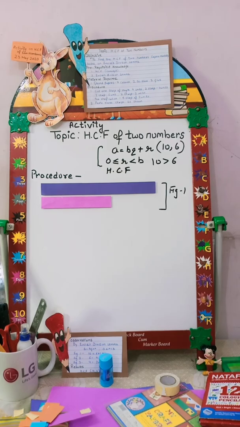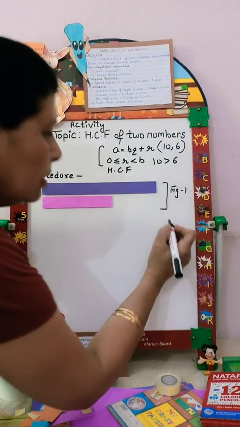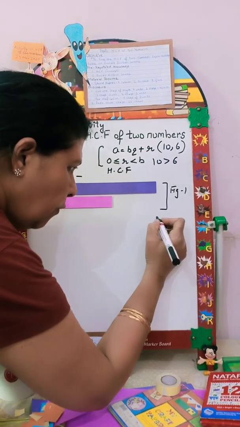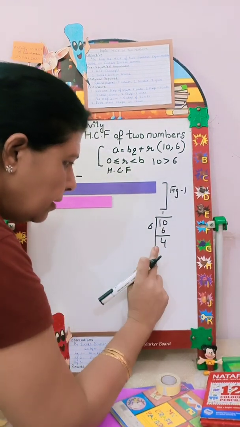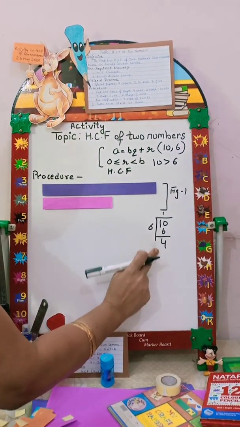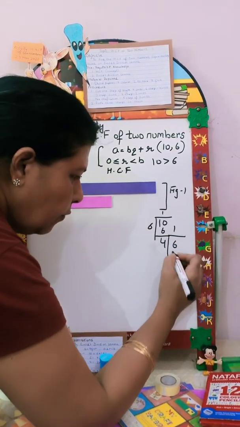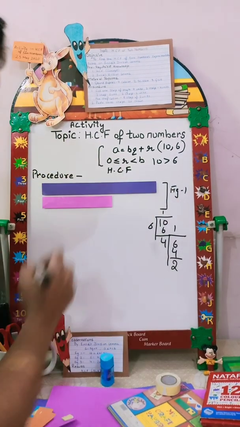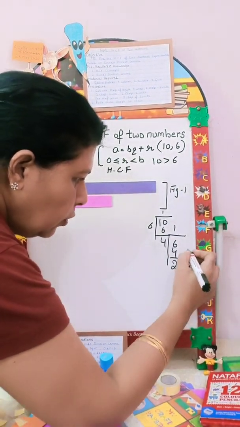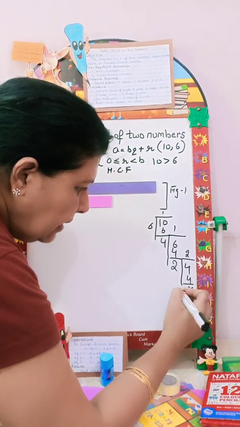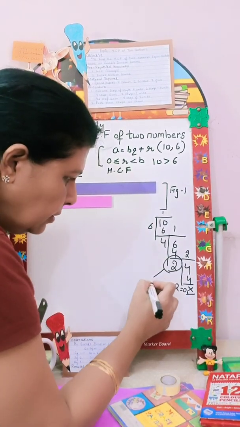First, I am making it clear how I am doing this. When I take the HCF of 10 and 6, 6 ones are 6, and we are left with remainder 4. Because our remainder is not 0, we again apply the procedure for 4 and 6. 4 ones are 4, leaving remainder 2. Now we apply the procedure for 2 and 4. 2 twos are 4, and at that stage our remainder is 0. So our HCF is 2.